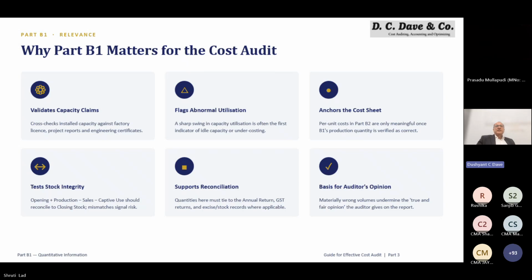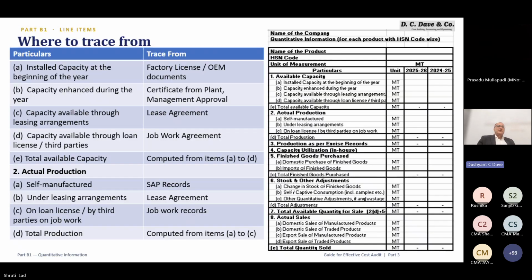Now, having established the logic, philosophy and everything behind Part B1 and why it is important, let us go to the actual aspect of preparing a B1. Where do you take each and every line item from? I have reproduced the pro forma B1 on the screen, as you can see. And I've also reproduced on the left-hand side where you pick up each line item from. The new CMAs might like to take a screenshot of this as well. Let's start. I've put the headline already that product should be HSN code wise.